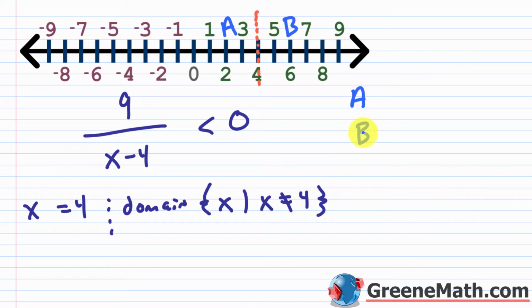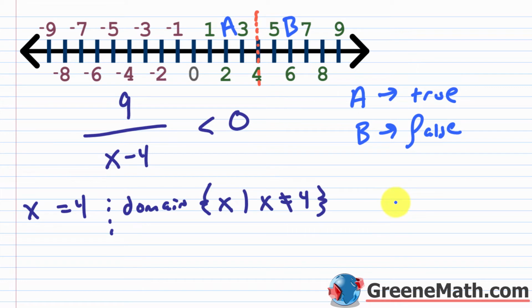I would pick 0. If you plugged in a 0 here, 0 minus 4 is negative 4. So you would have 9 over negative 4. It's just a negative value, and that's always going to be less than 0. So this is going to be true. Then for B, you could pick something like, let's say 5. 5 minus 4 is 1. So you'd have basically 9 there, or a positive value, which is not going to be less than 0. So this is going to be false.